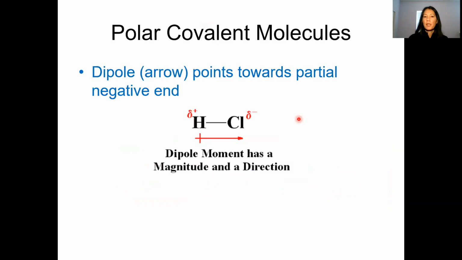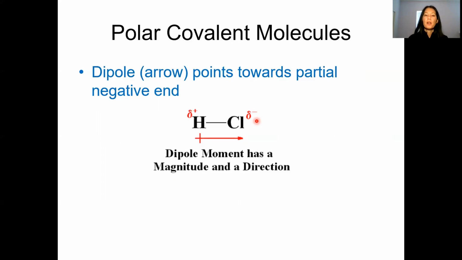There is no polarity associated. Those that are polar, we show a dipole. This is a vector pointing towards the more negative end, which we give a partial negative sign. This is the Greek symbol delta, which means partial.